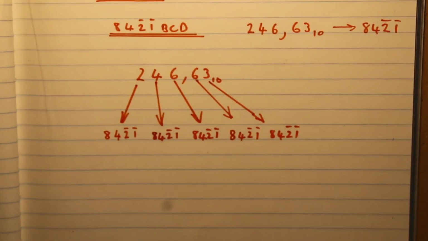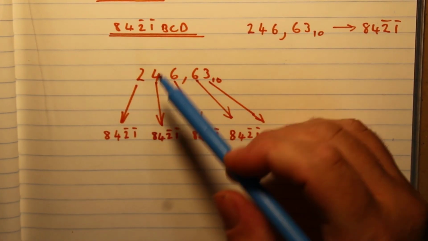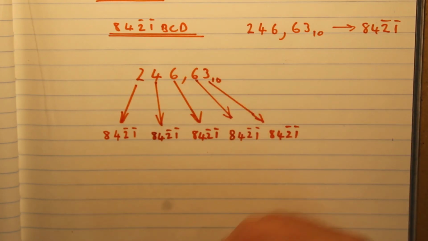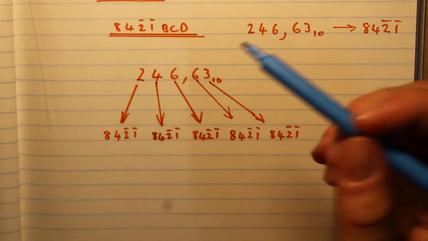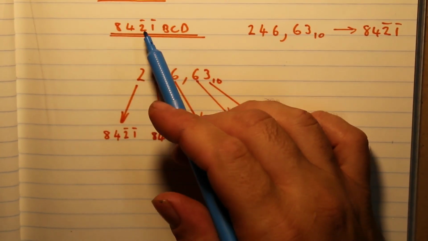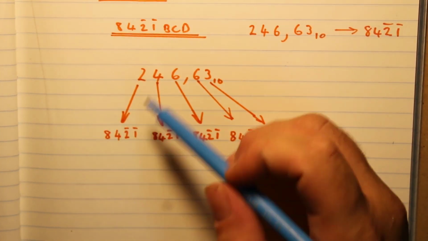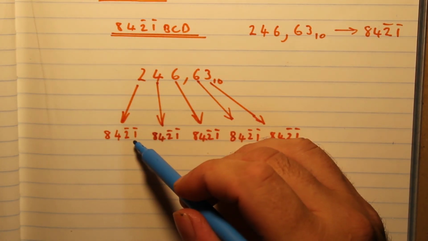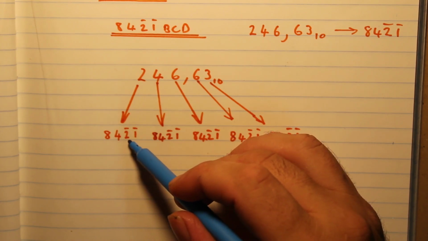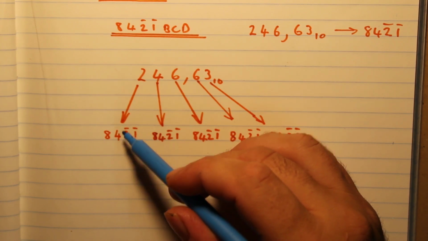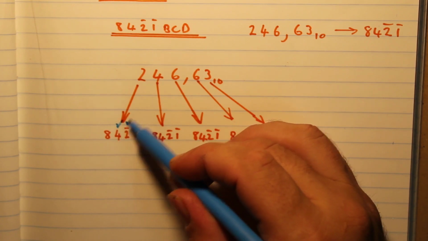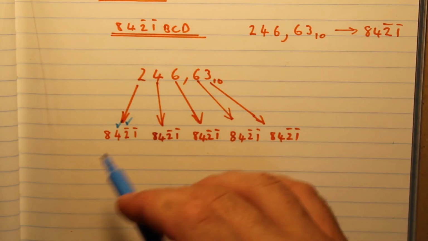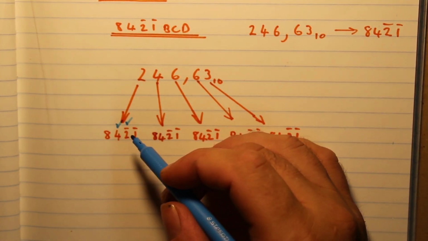So here is the example. We're going to convert 246,63 in decimal. And what we do is exactly the same. You just have to consider those two as negative numbers. For example, 2. If we're going to make 2, we don't have a 2 there. We only have an 8, a 4, a negative 2, and a negative 1. So 4 plus negative 2 would give us 2, so we would use the 4 and the negative 2 to give us 2.